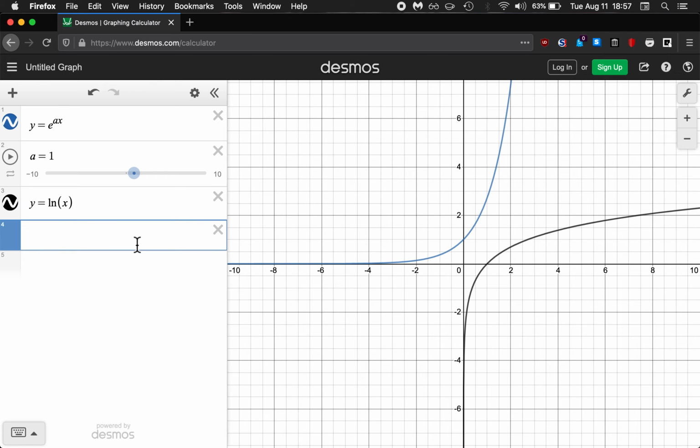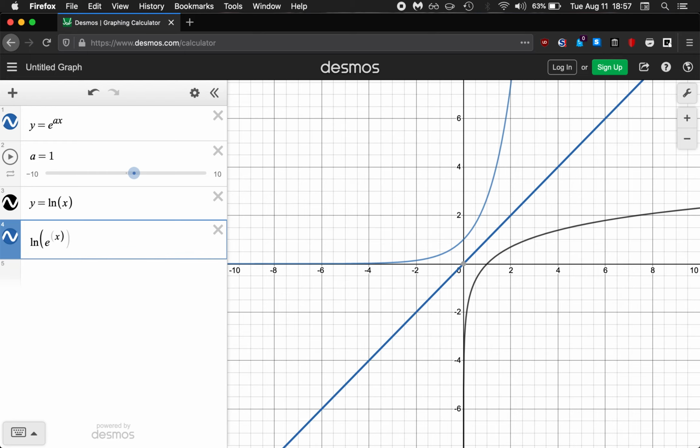I can also go the other direction. I can say, what is the natural log of e to the power x? And now, again, I have my nice y equals x. So these two functions are canceling each other out. And now this formula is valid for all values of x because any value of x can be run through the exponential function.